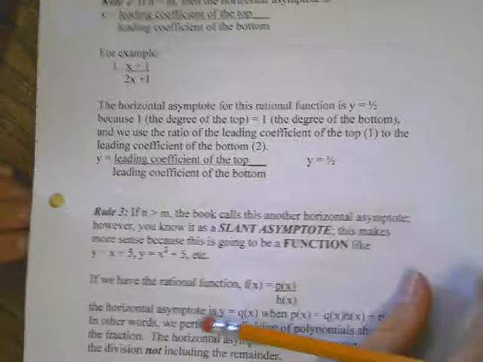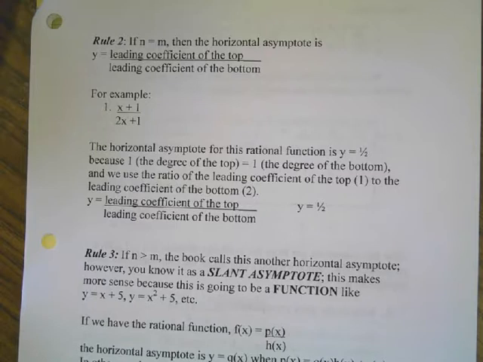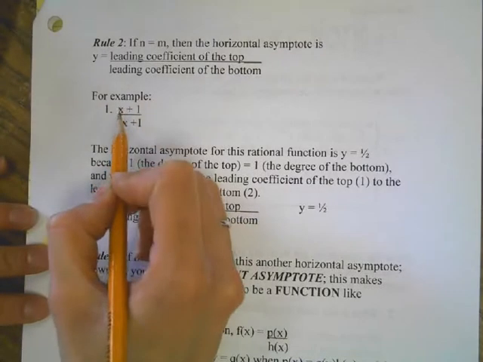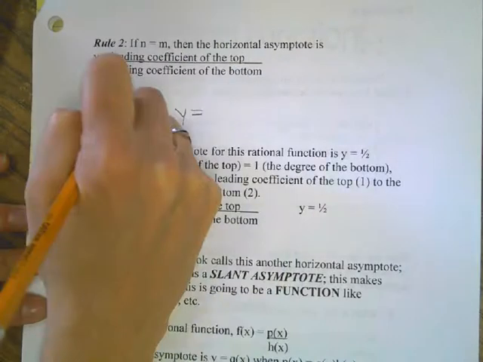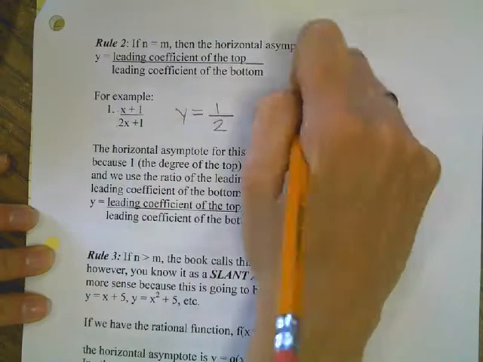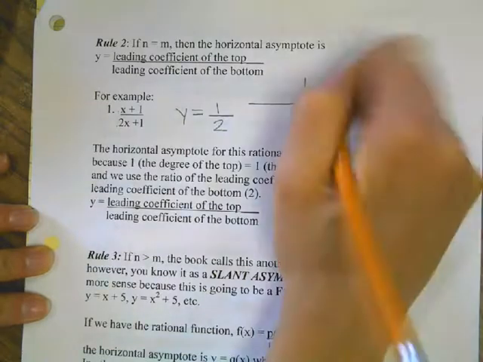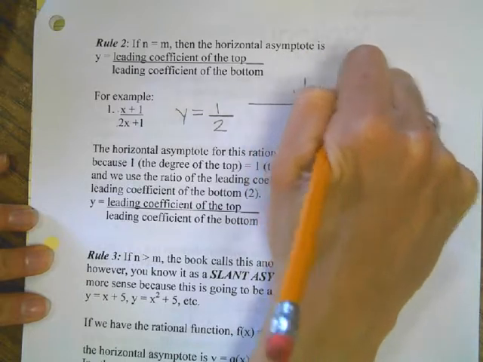Okay? The second rule says, if the degree of the top equals the degree of the bottom, then the horizontal asymptote is the leading coefficient of the top over the leading coefficient of the bottom. So here the degrees are both 1. So what I would do is I take y equals the leading coefficient on the top, which is 1, over the leading coefficient on the bottom, which is 2. So therefore, my horizontal asymptote would be at y equals 1/2. If this is 1, that would be right about here. And I draw my line.